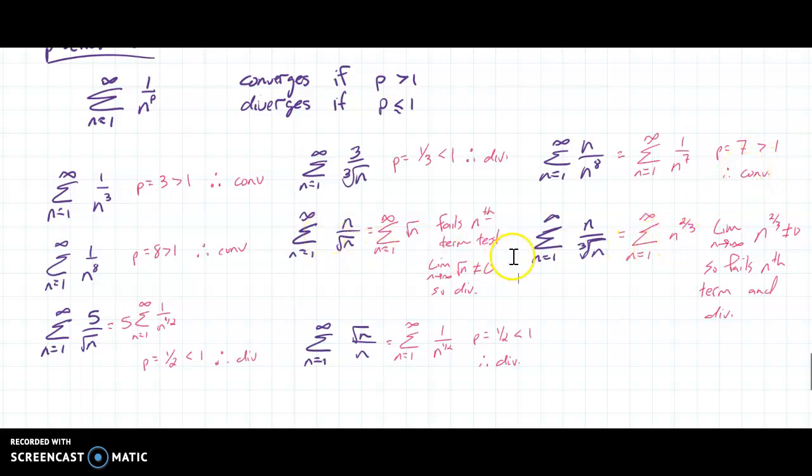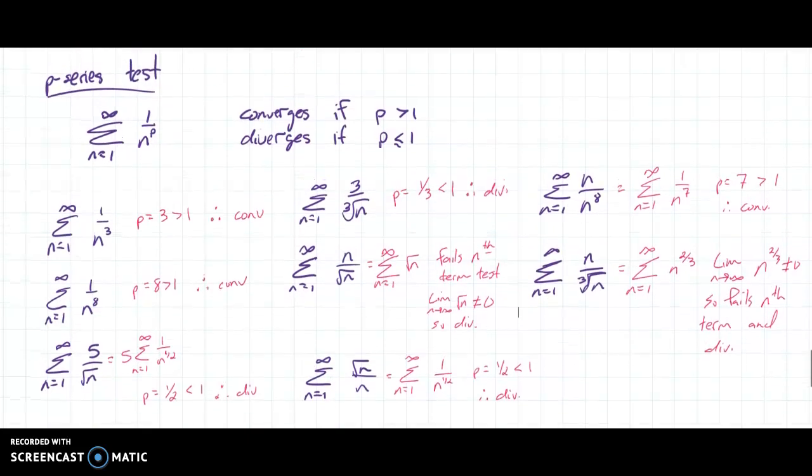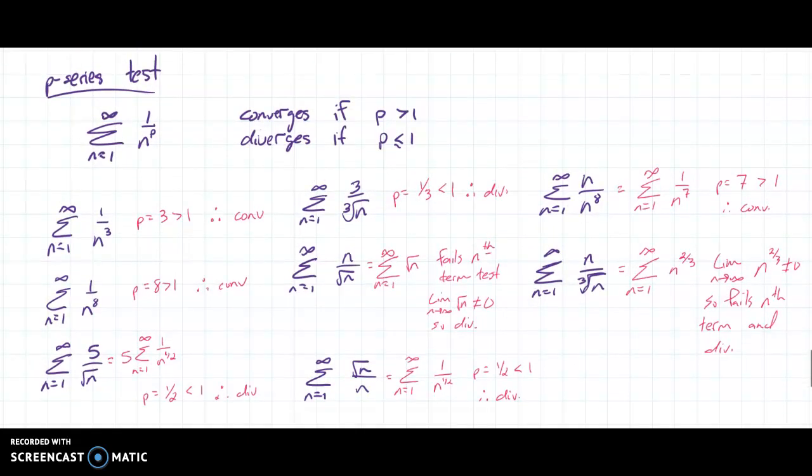And then this one right here is similar to this one, and that when I simplify it, I get n to the 2/3, which when I let that go to infinity, does not go to 0, so it fails the nth term test and diverges. Hopefully, you're cool with the P-series and the nth term test, and you see why the P-series is true. That's the whole point of all this.